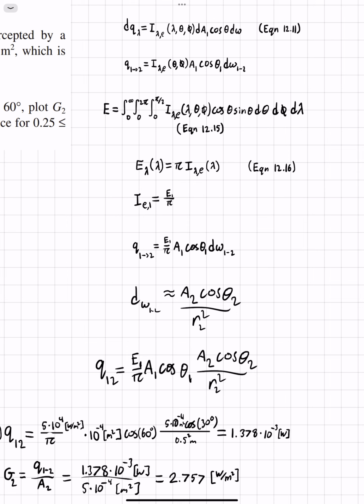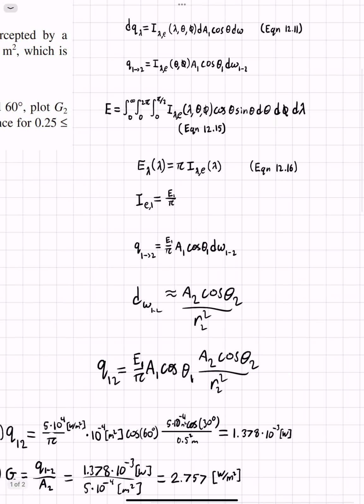Because we know that d omega is roughly equal to A2 cosine theta 2 over R2 squared, we can plug that in and get that Q1 to 2 is equal to E1 over pi times A1 cosine theta 1 times A2 cosine theta 2 over R2 squared. At this point, we know all these values, so let's just plug it in and solve for part A.